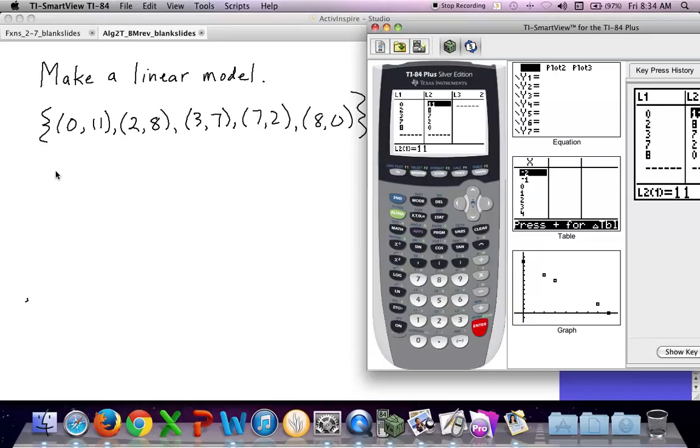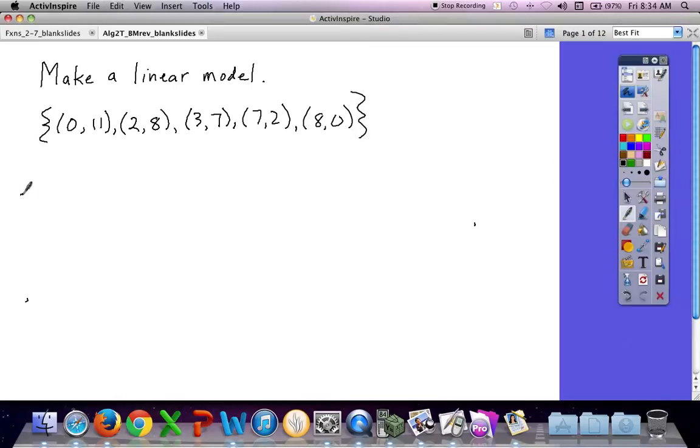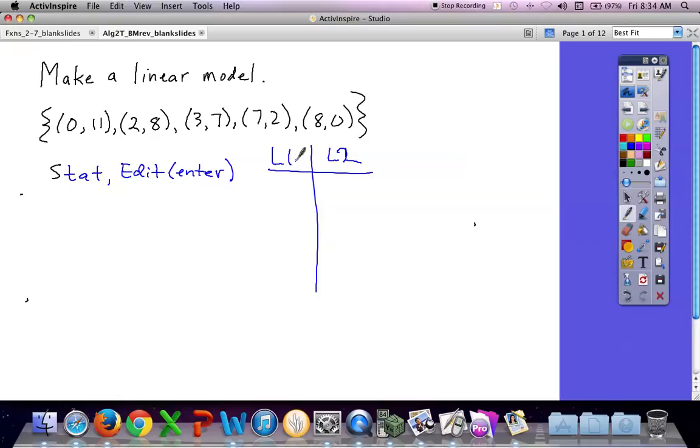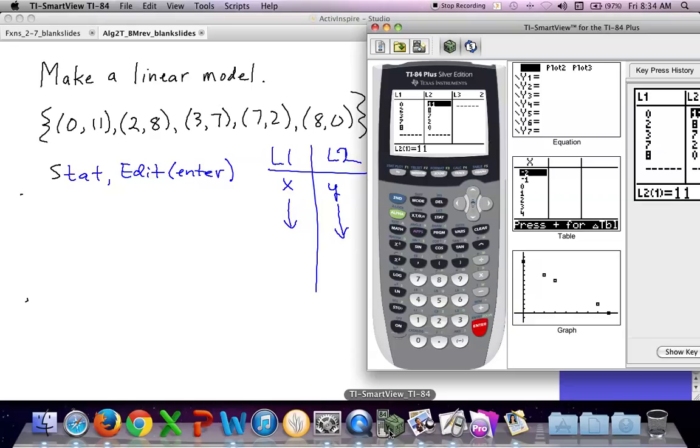So stat, let me write it down here. Stat, edit, which is in fact just an enter. And you see the L1 and the L2, and you load the data, right? These are the X, and these are the Y. So it should look like that.